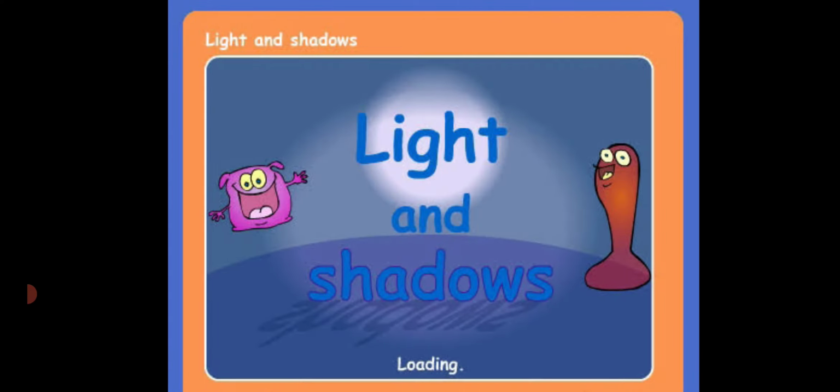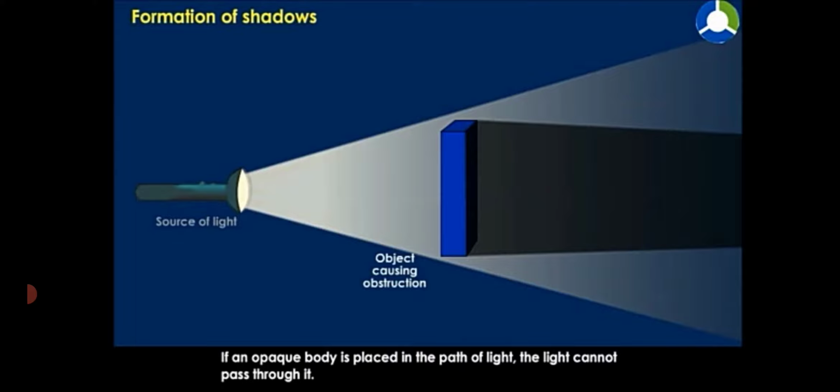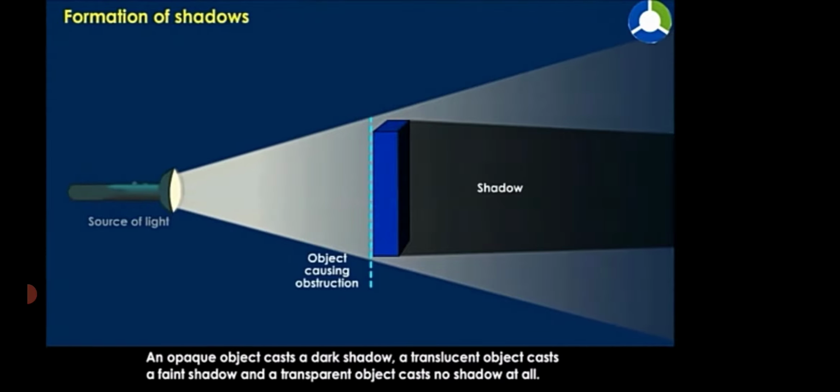Light and shadows. See, formation of shadows. When a source of light is focused on an object, and that object causes an obstruction, then a shadow is formed. That object is an opaque body. If an opaque body is placed in the path of light, the light cannot pass through it. Then a shadow of that object is formed.